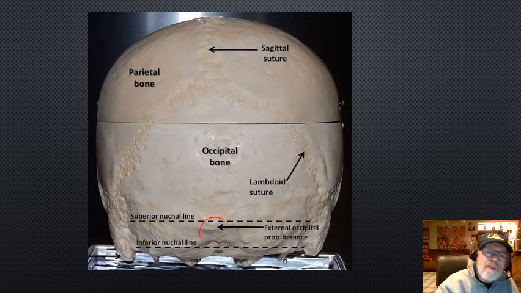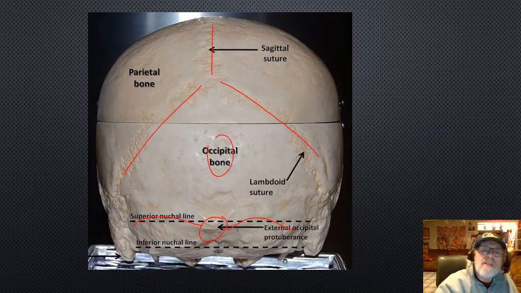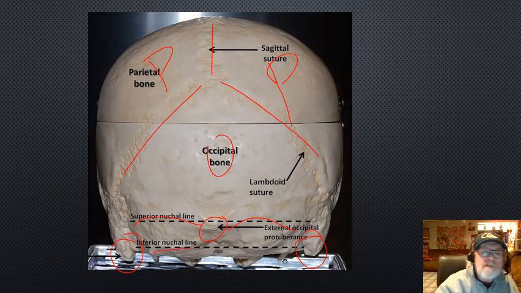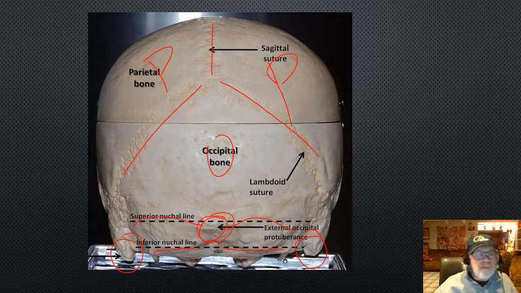Here's the external occipital protuberance. The superior nuchal line would be right here. Here's the sagittal suture. Here's the lambda. Occipital bone, parietal bone, parietal bone. Pretty much what you see. Here's the mastoid process right there. So these are things that you should see. Here's the inferior nuchal line. Again, external occipital protuberance. Piece of cake. Everybody got that. This is pretty simple.